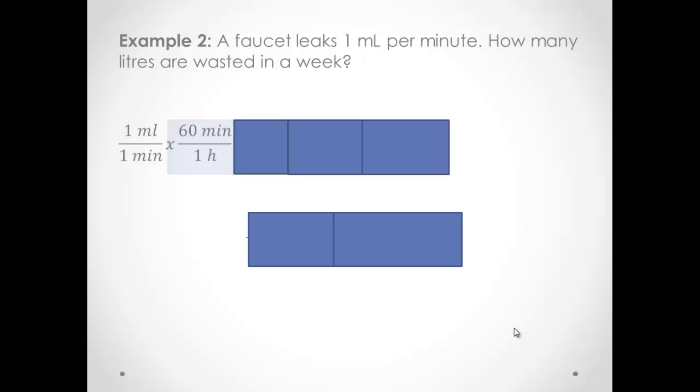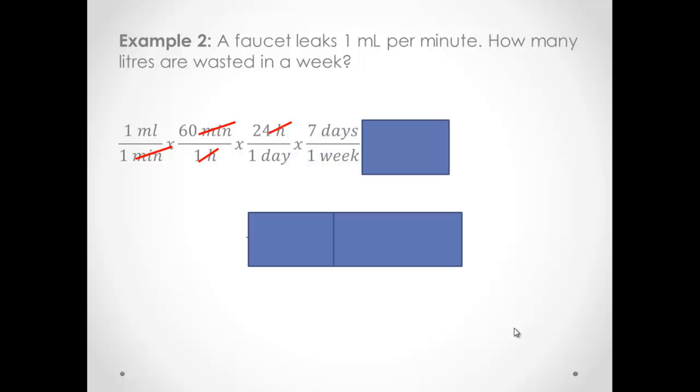And we know that in 1 hour there are 60 minutes. So this is our first conversion factor, and again you should notice that the minutes cancel out. But we want weeks. So next, what else do we know? In 1 day there's 24 hours. So this is again our second conversion factor. We see that our hours cancel out, and we're getting closer to our answer. Next, we know that there's 7 days in 1 week.